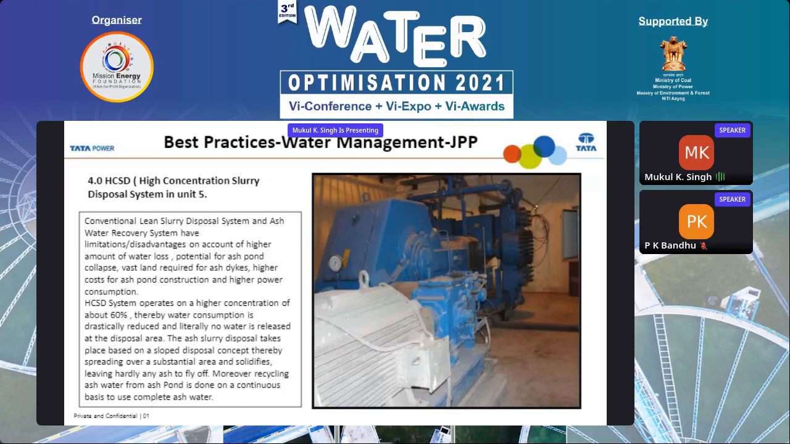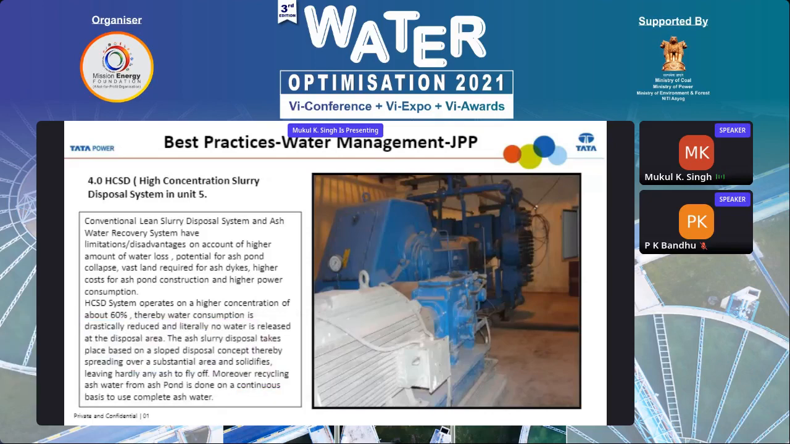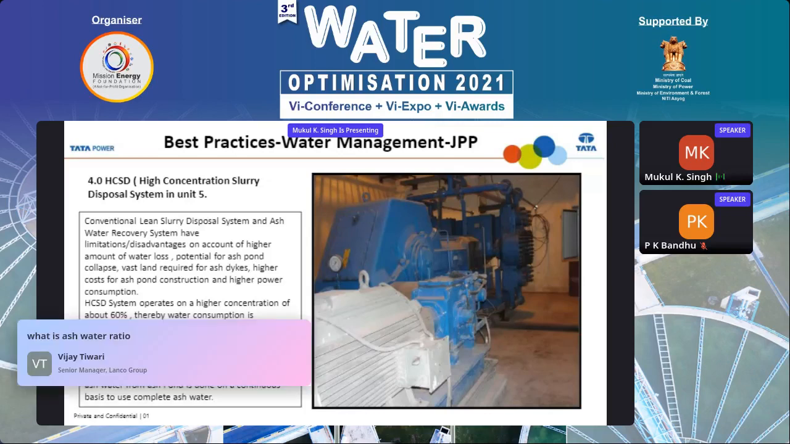The SCSD system operates at a higher concentration of almost 60%. Thereby, water consumption is drastically reduced and literally no water is released at the disposal area. The ash slurry disposal takes place in this SCSD system. The ash water slurry is disposed on a slope-based system that was developed by the designer. We are not concerned much, but this SCSD system is helping us very much.